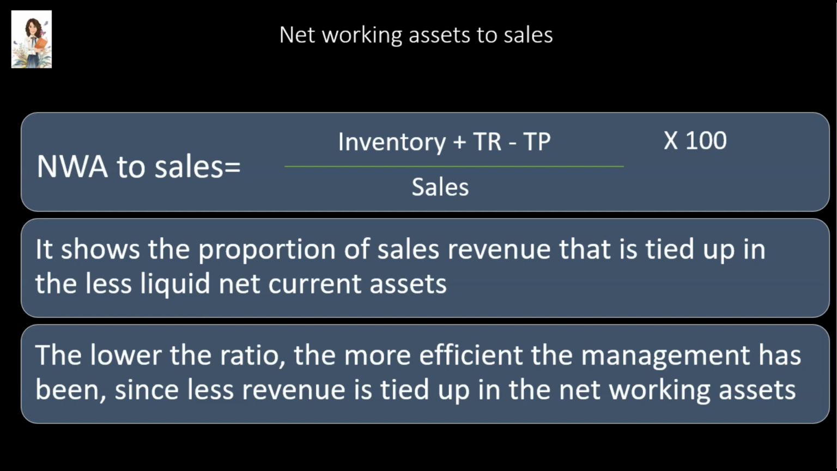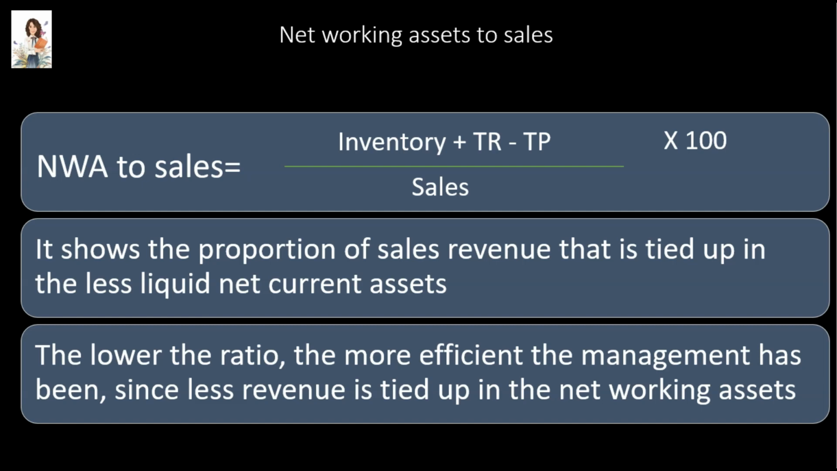This ratio measures how effective management has been in generating sales from its working assets. Net working assets means less liquid net current assets, that is inventory, trade receivables and trade payables. The lower the ratio, the more efficient the management has been, since it means that less revenue is tied up in the net working assets.